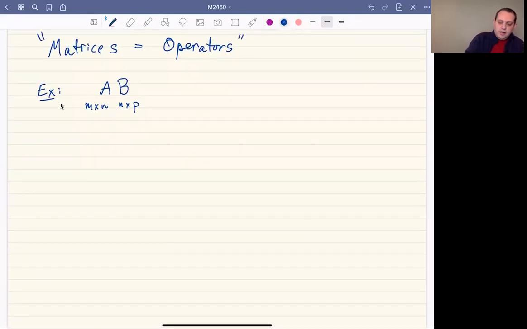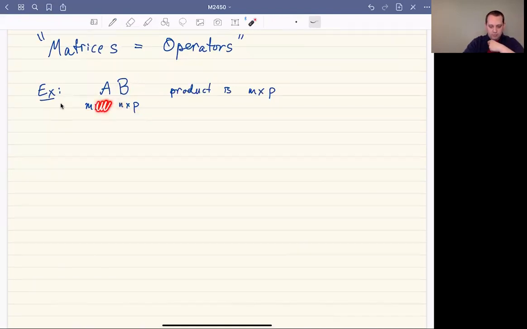And the product is going to be another matrix that's going to be of size m by p. So the way I think about this is, if you start with an m by n and you multiply by an n by p matrix, you're essentially just getting rid of the number of columns of A and the number of rows of B, and you get an m by p matrix. So the product is determined by the number of rows of A and the number of columns of B. So let's do an example.